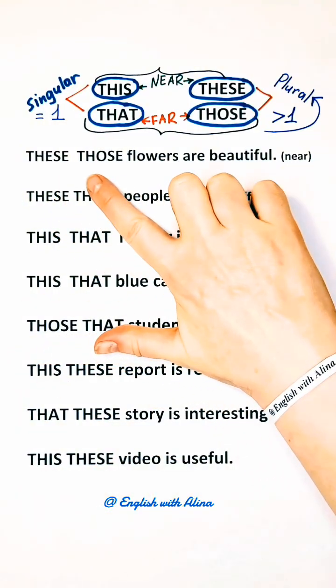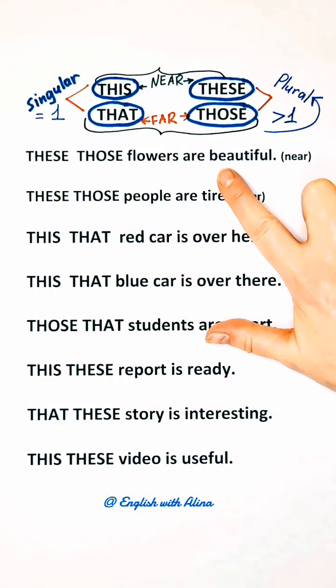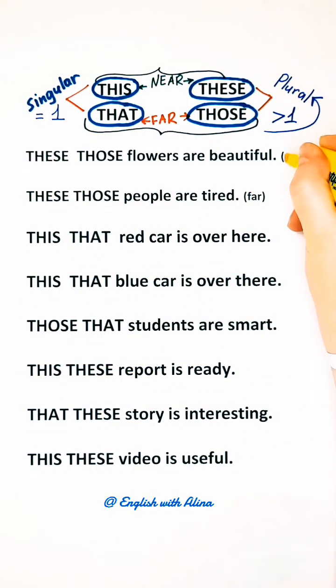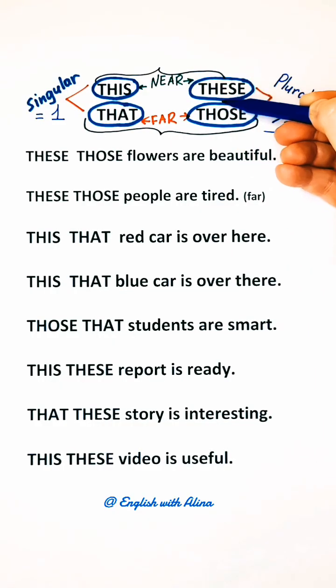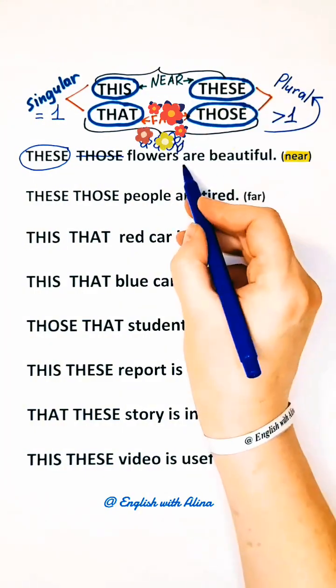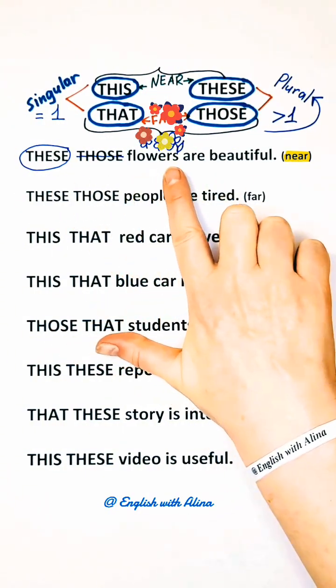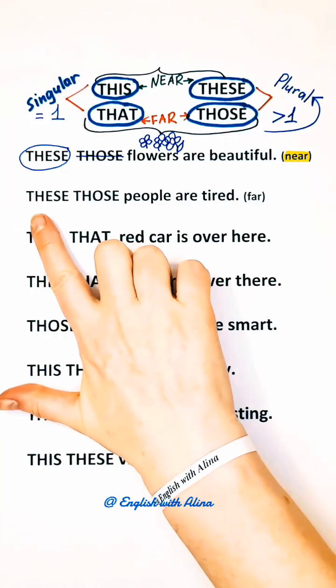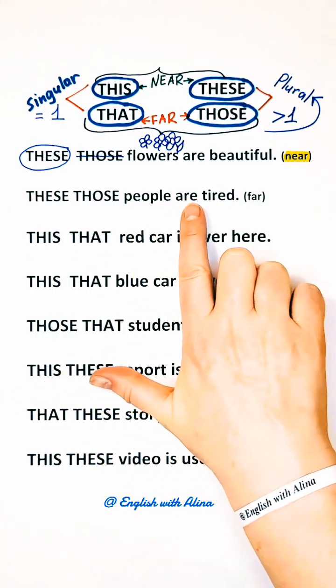These or those flowers are beautiful. If it is near, use these. Here are some flowers. These flowers are beautiful. These or those people are tired.